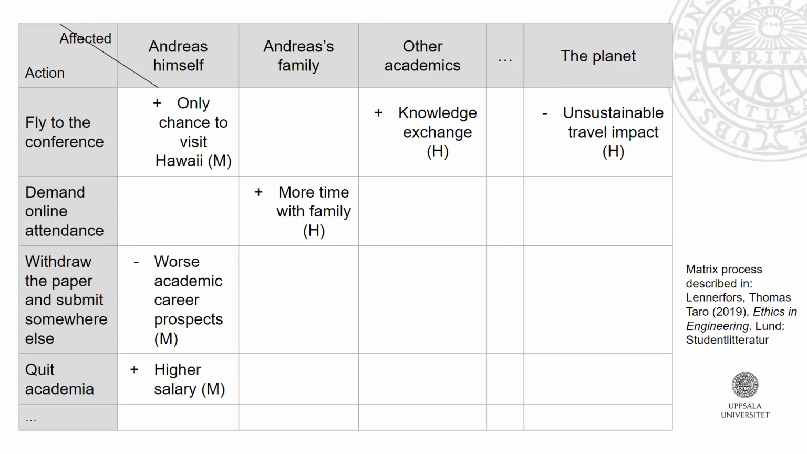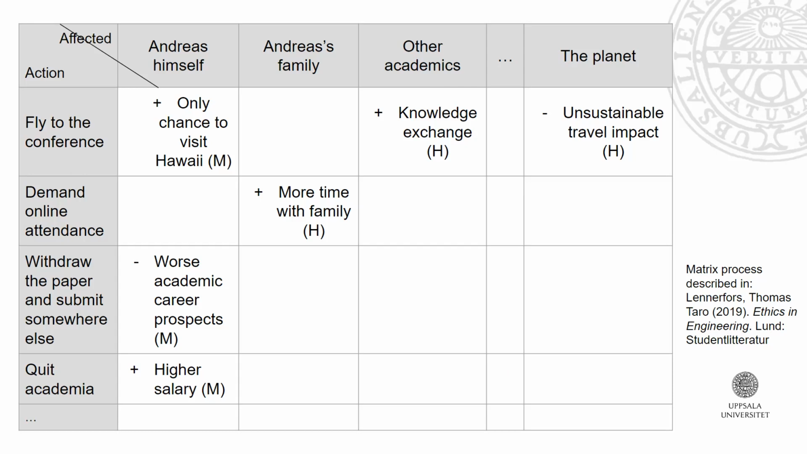It doesn't have to be a human actor. And then the different courses of action. So for example, if Andreas decides to fly to the conference, then if we cross column and row, the cell there would say that there's a negative impact because it's unsustainable travel. And then we have H, M, or L for high, medium, or low.